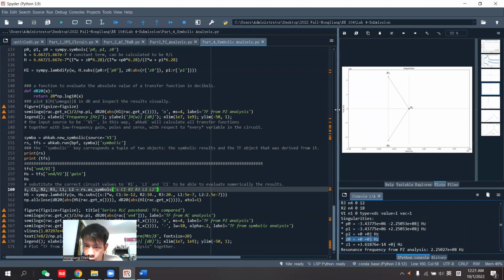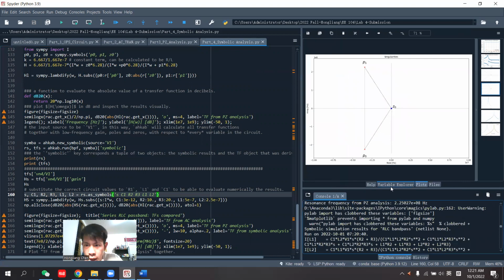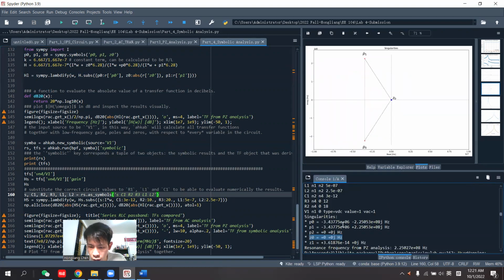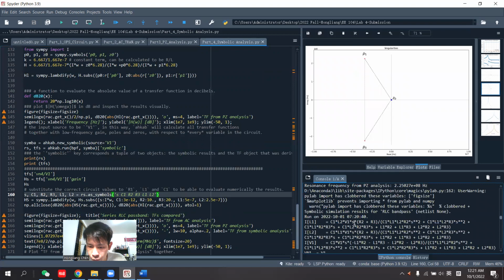So the plot of the singularities matches the output of the pole and zero, and I have the same values on the x-axis, which is negative 3.44. The difference is on the y-axis, which is negative 2.2 and positive 2.2. So then we move on to the symbolic simulation result.